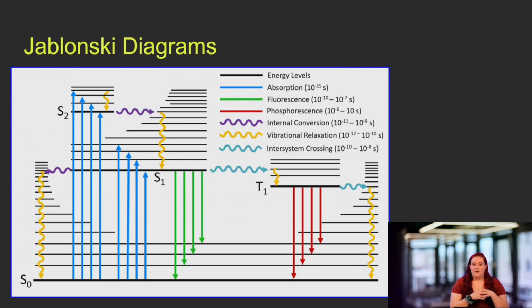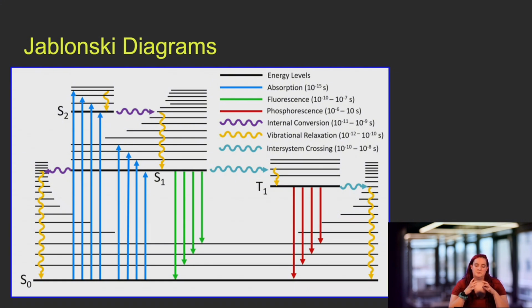This particular diagram does also tell you the times for how long each of these processes tends to take. So absorbance is by far the fastest, measured in 10 to the negative 15 seconds, which is fast enough to where there's not very much equipment that could even measure how quickly it happens. Every other process is a little slower than that. Fluorescence, for instance, tends to be 10 to the negative 10 to 10 to the negative 7 seconds. Oftentimes it's measured in nanoseconds, which is 10 to the negative 9. Something like intersystem crossing tends to be relatively slower as well, 10 to the negative 10 to 10 to the negative 8 seconds.